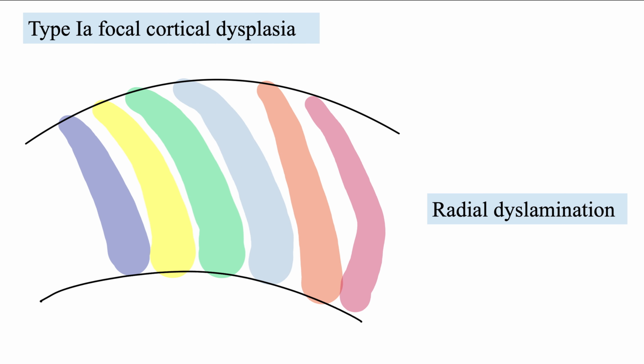First we will discuss type 1 focal cortical dysplasia. It has three subtypes: type 1A, type 1B, and type 1C. In type 1A, you can see the normal six layers are not arranged horizontally, but are arranged radially. So this is radial dyslamination. The term you must remember is radial dyslamination, type 1A.